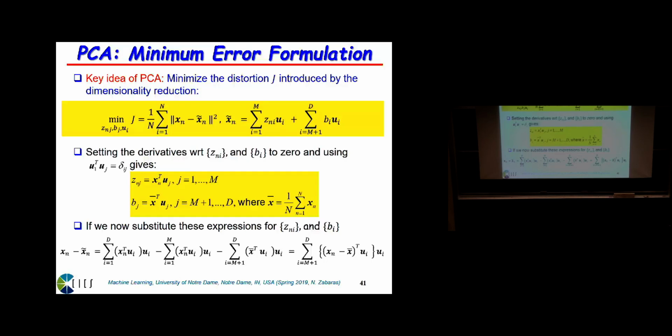So let's compute the error. What is xn minus xn hat, where xn hat is the approximation? Would you agree with me that xn is equal to the first summation? From where do we get this? My data point xn is the first summation. Can I do that?